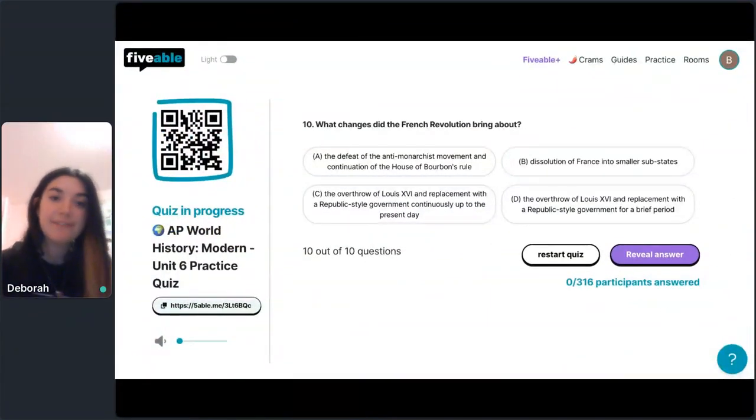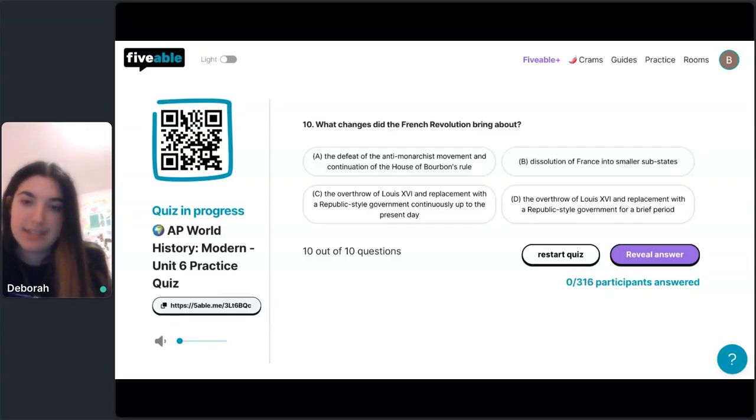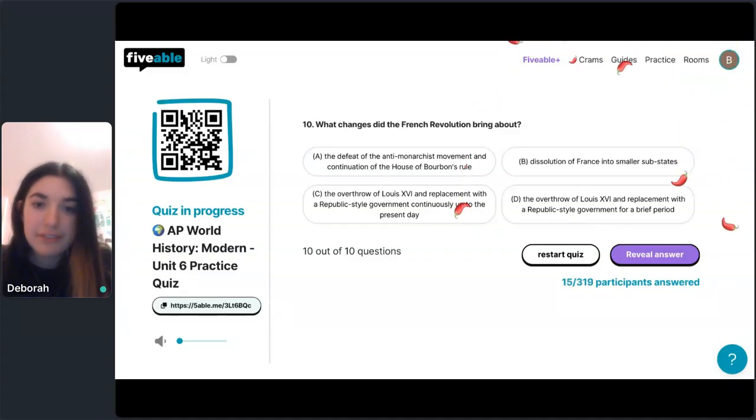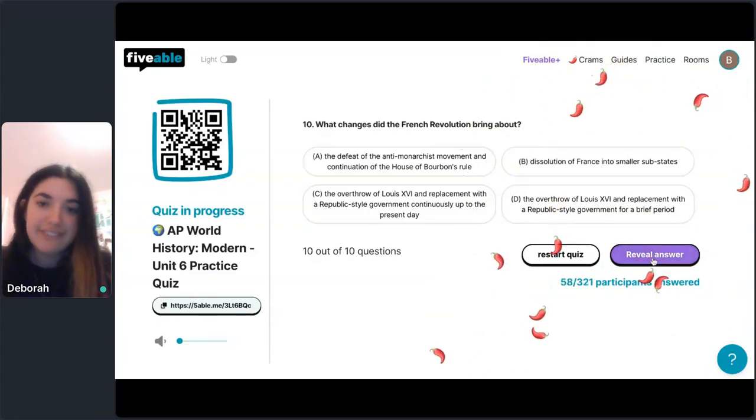What changes did the French Revolution bring about? Was it the defeat of anti-monarchist movement and continuation of the House of Bourbon's rule, dissolution of France into smaller sub-states, the overthrow of Louis and replacement with a republic-style government continuously up to the present day, or the overthrow of Louis and replacement with republic-style government for a brief period?